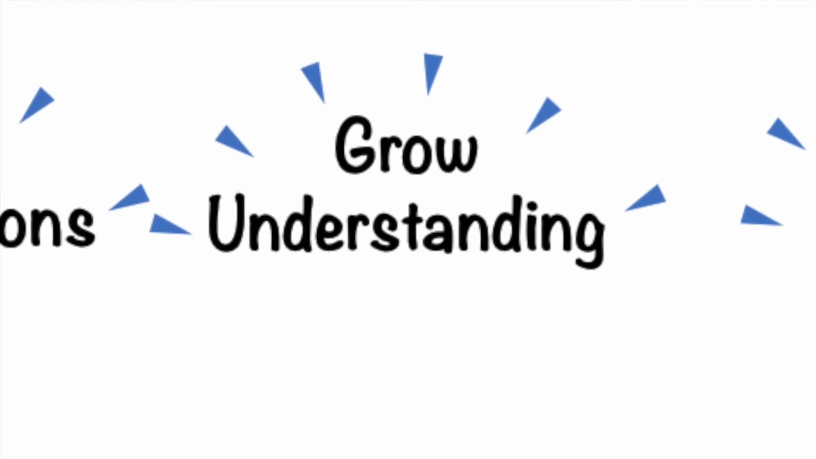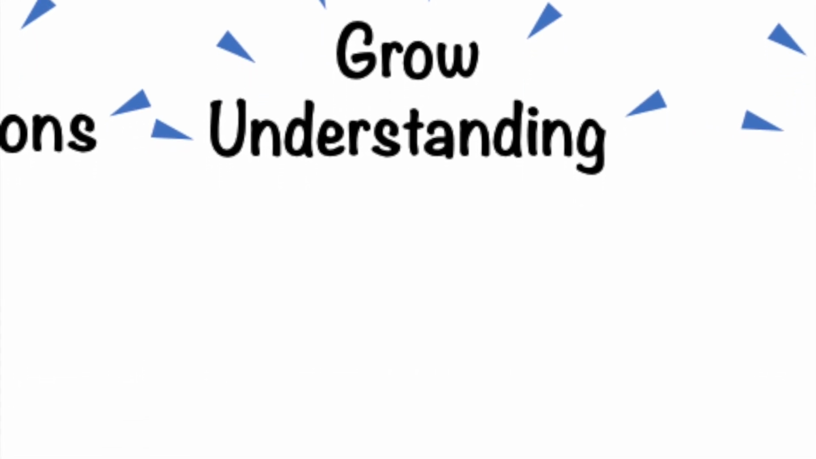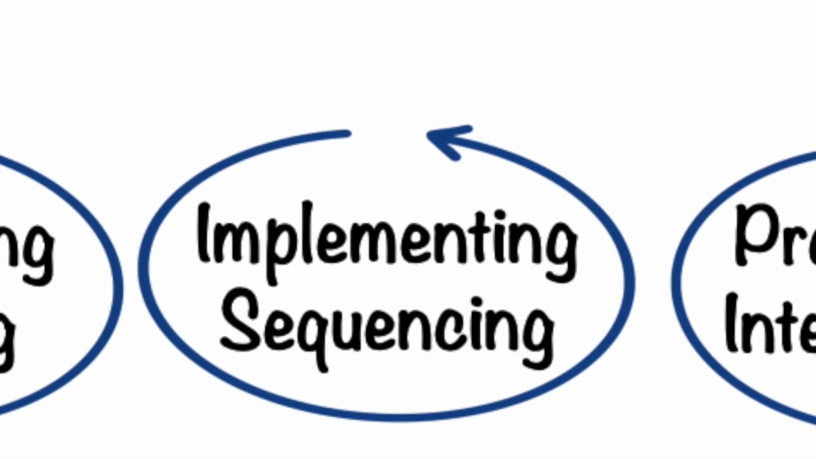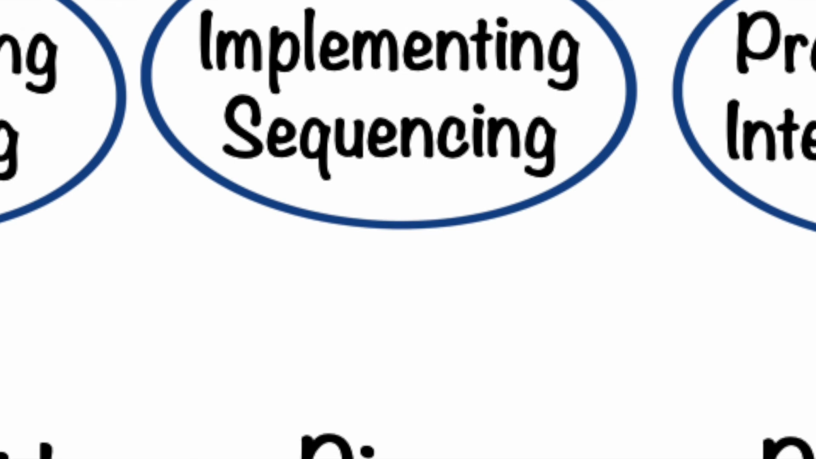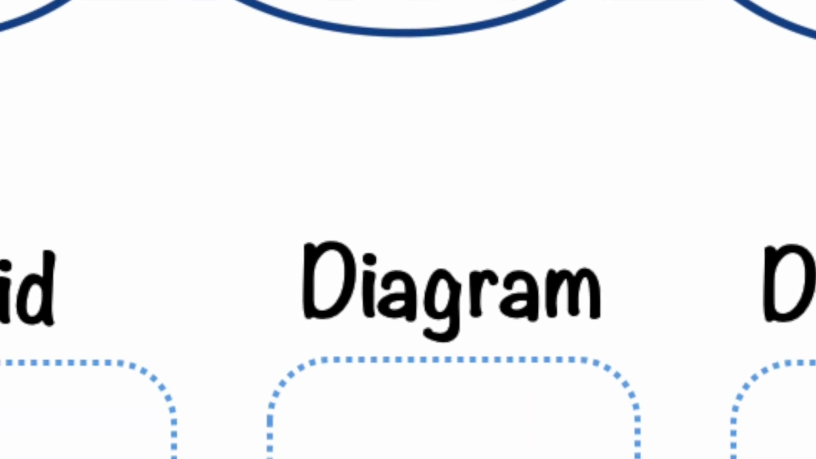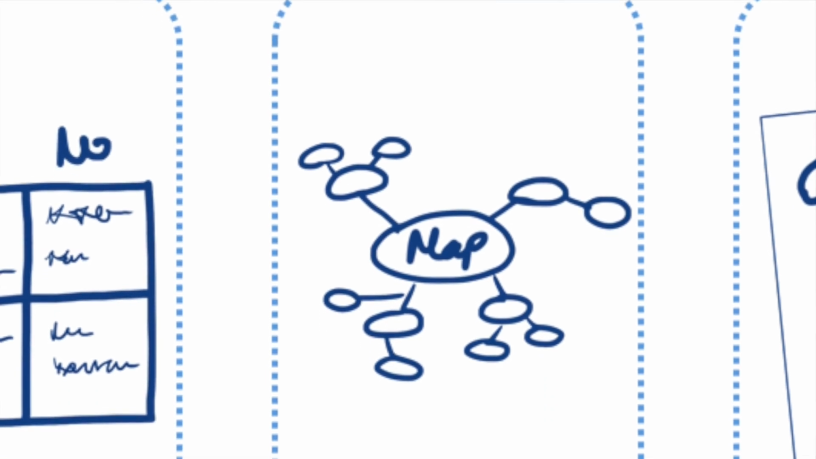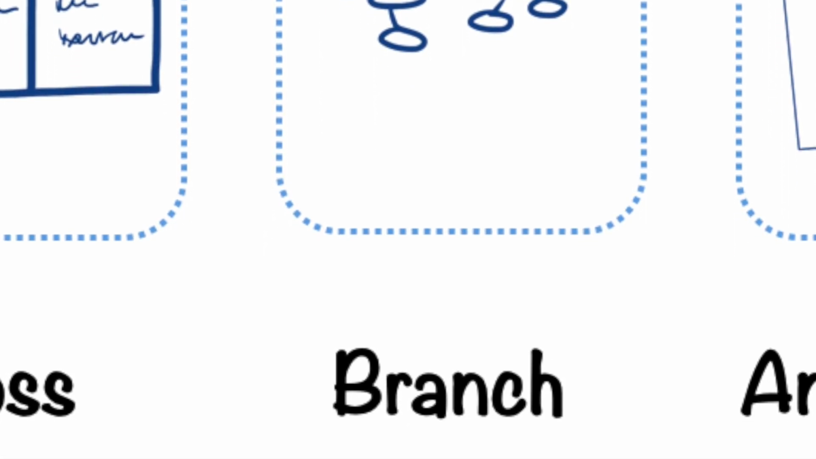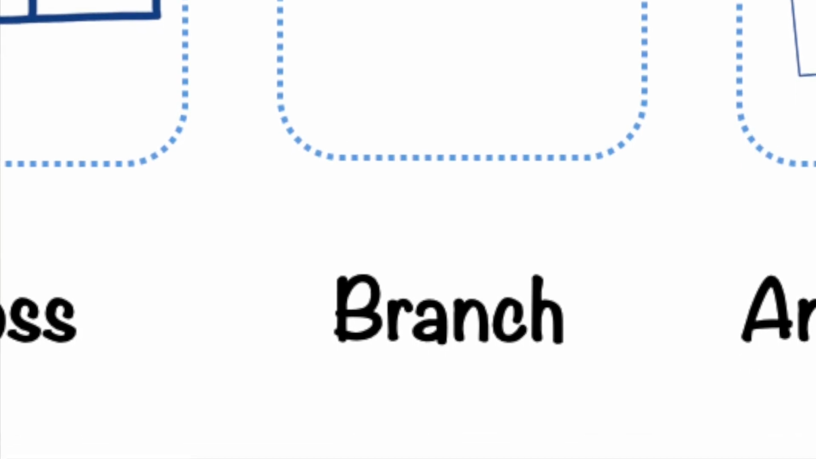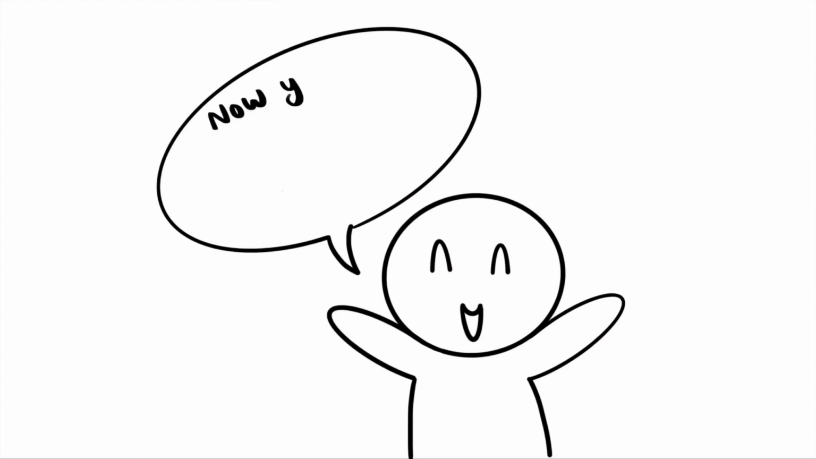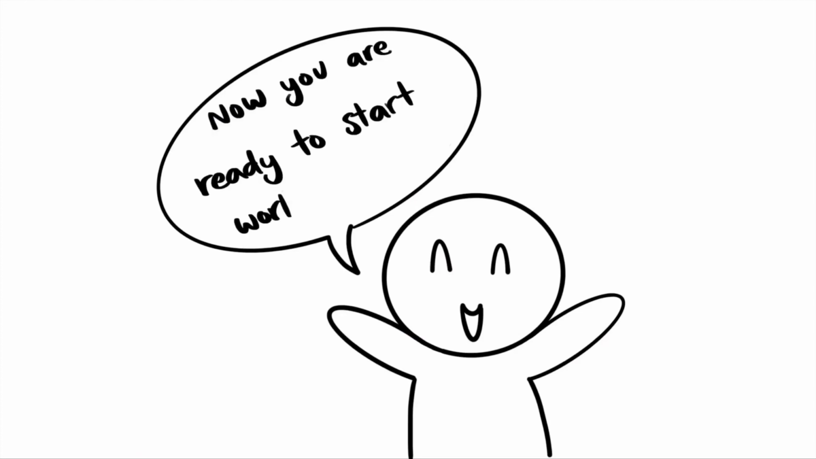As we can see, for the purpose to grow understanding, the process for that is implementing sequencing. The graphic used for this is a diagram. This can be a fishbone diagram, mind mapping, flowcharts, or other types of diagrams. The procedure is the branching that shows the connection of information. And that is all. Now you're finally ready to start working visually.